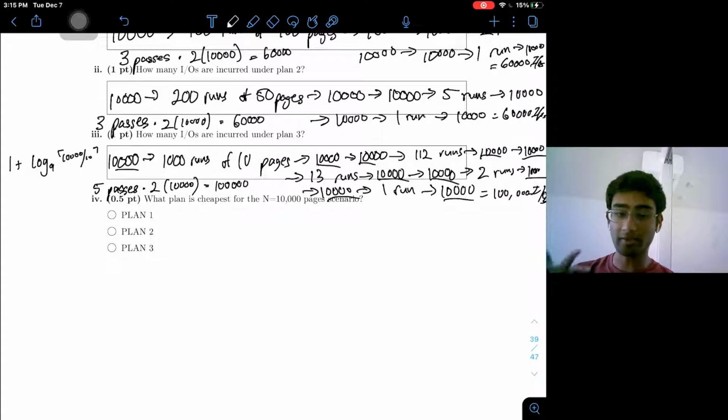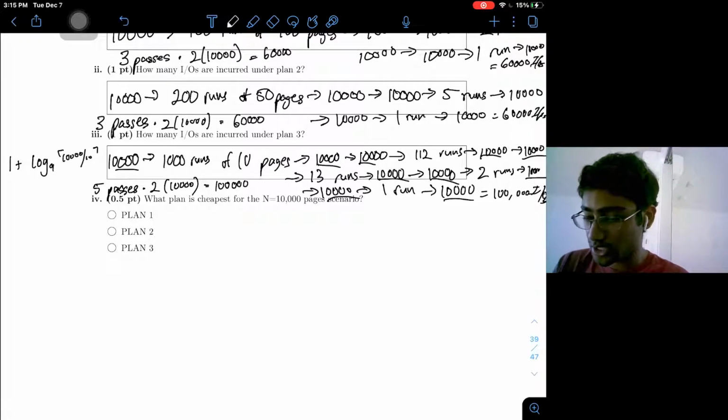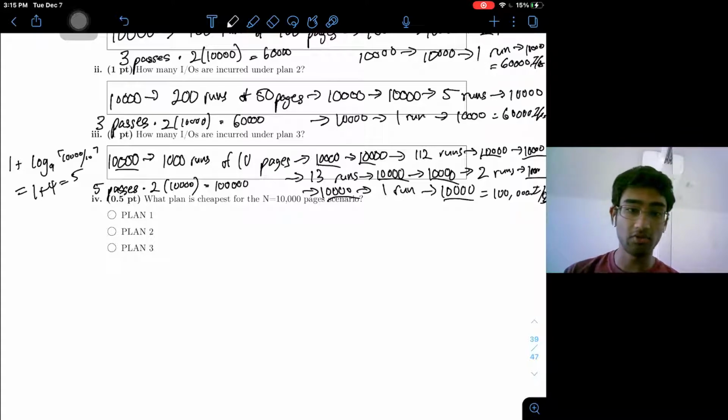So we say we have 1,000 runs, and then we're using log to indicate we're merging 9 runs at a time. And then that will give us how many passes it takes to eventually condense down to 1 run. And so in this case, this would yield you 1 plus 4, which is 5. So that's another way to get that it's 5 passes. So you could either use the formula, or you could do it as I did it, and just think your way through it.